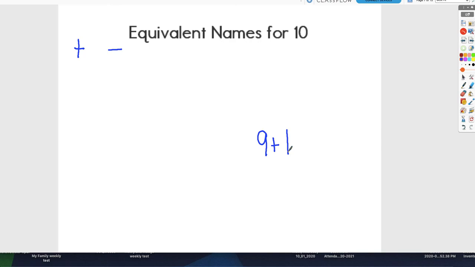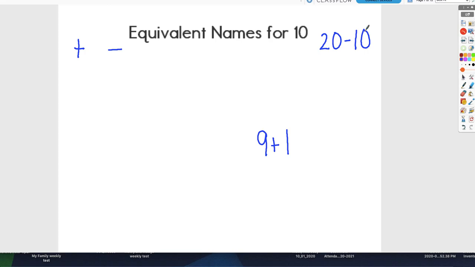Any other ways we can name 10? Jose? 20 minus 10. I could do 20 minus 10. I'm going to put that one over here because it's a subtraction problem. The reason why I'm doing that is because I want to show you a pattern in a little bit. Any other ways that I can name 10, Jake?